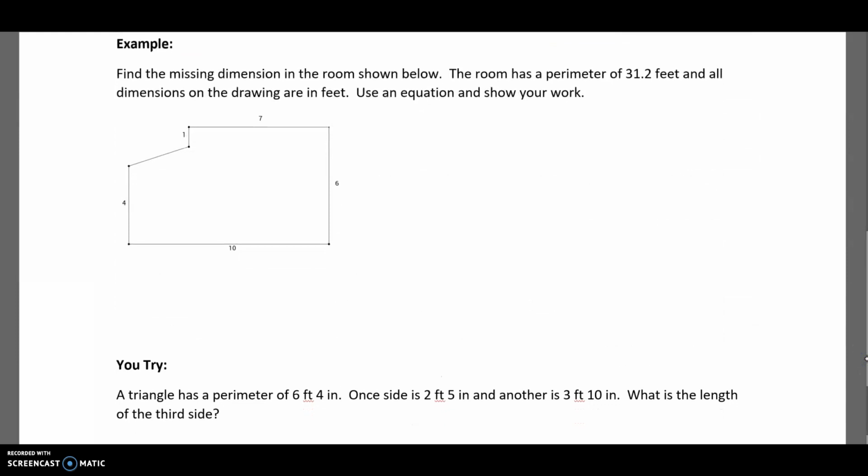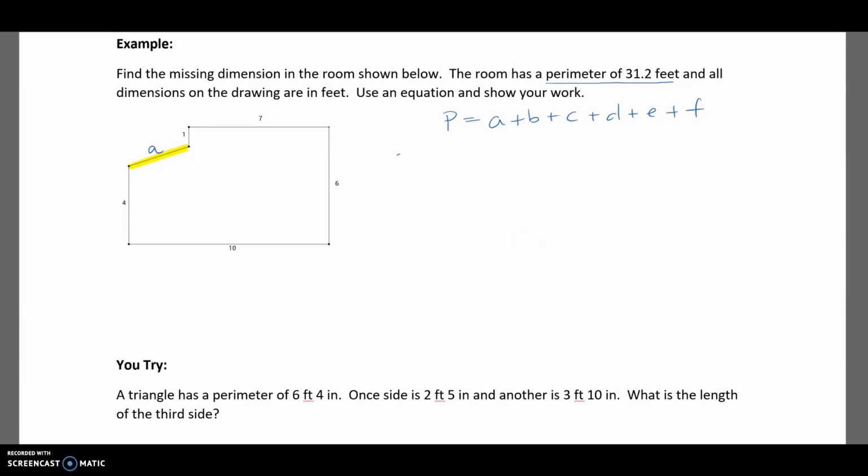Here we have an irregularly shaped room with the dimensions shown below. The room has a perimeter of 31.2 feet, and all of the dimensions in the drawing are in feet. I want to find the missing dimension of this angular side, and I'll start with an equation. Again, I know the perimeter is equal to the sum of all the sides. I'll just give all those letters. We have 6 sides. And I'll sub in what I know. It doesn't matter which letter I call my unknown side. In this example, I'll say that that's side A.